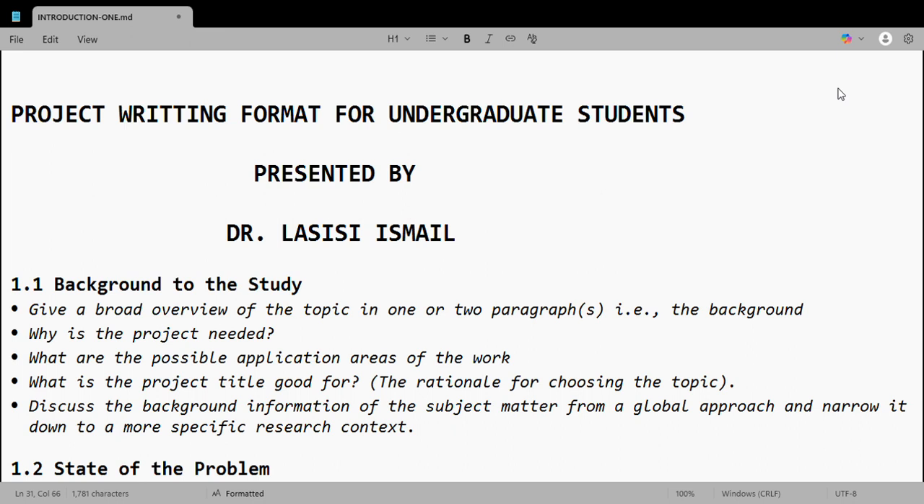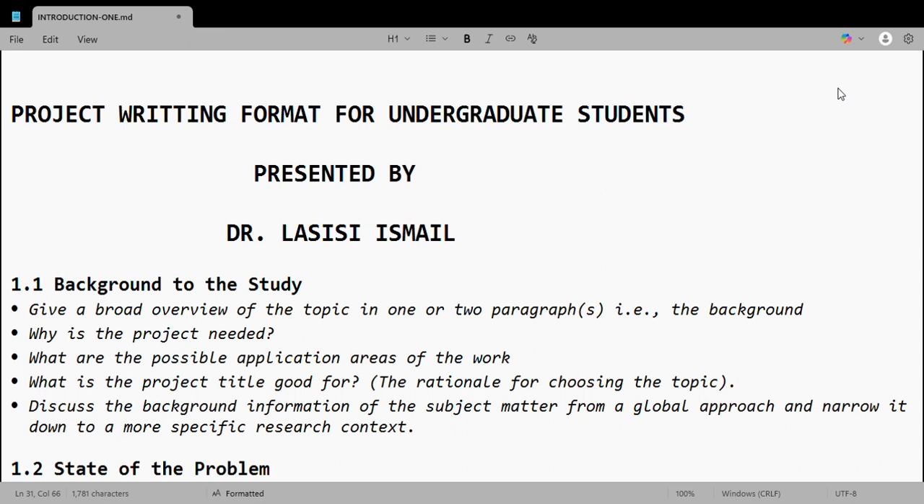The first component is the background to the study. In the background to the study, students should be able to give life and set the general tone for the study. Students are also expected to discuss in detail the background, the need, and the rationale behind that study.